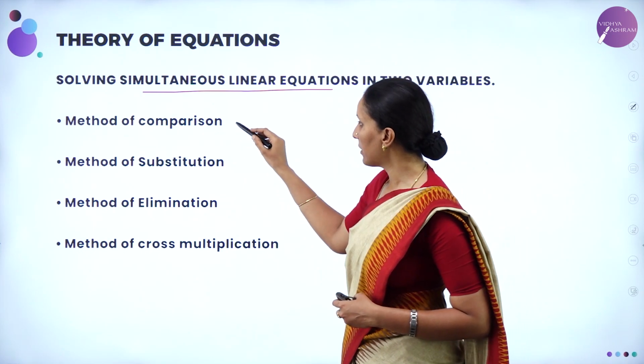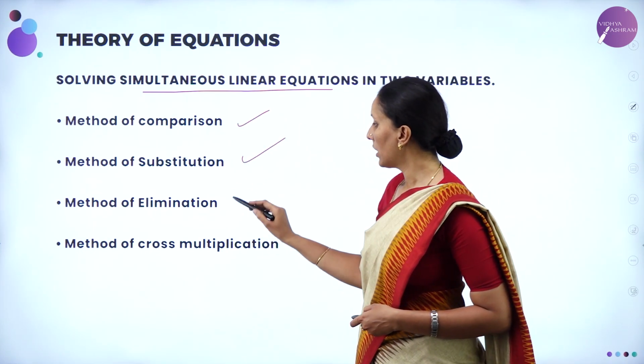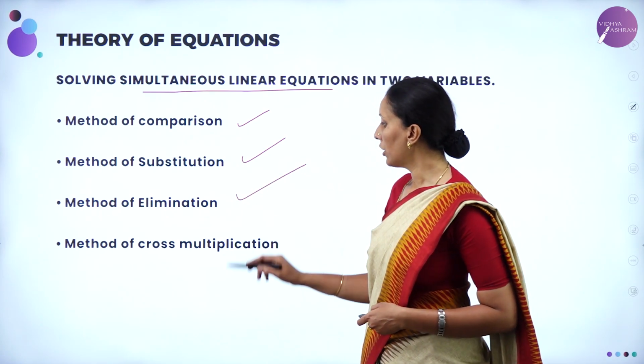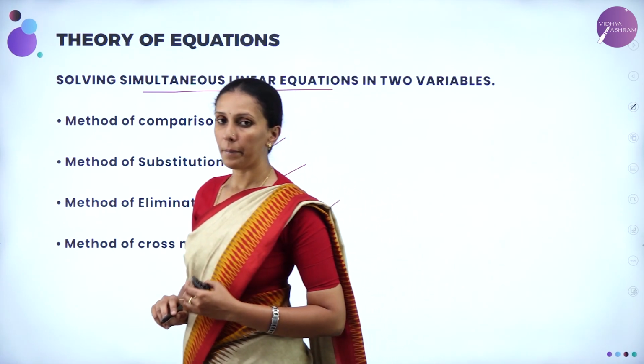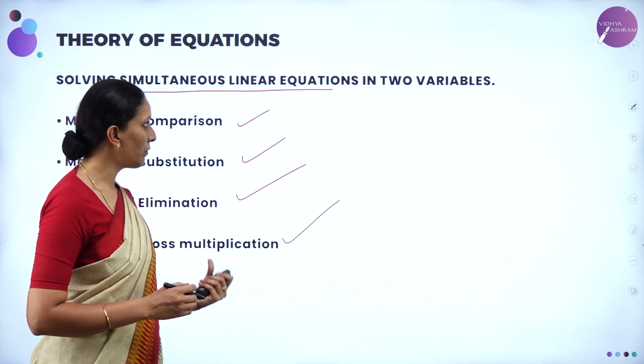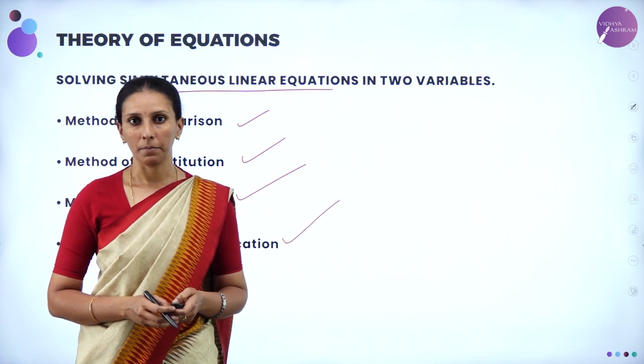So the first one is method of comparison. The second one is method of substitution. The third is method of elimination. The fourth is method of cross multiplication. So we'll take an example and we'll study all these four methods to find the solution for the given variables.